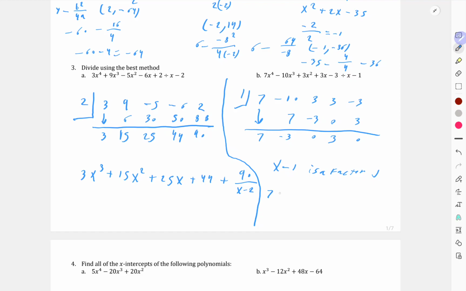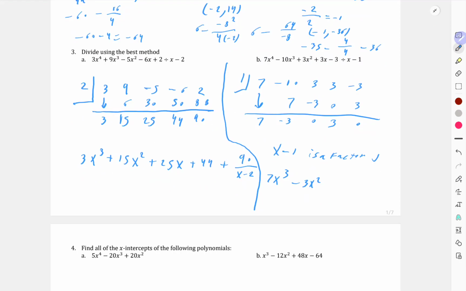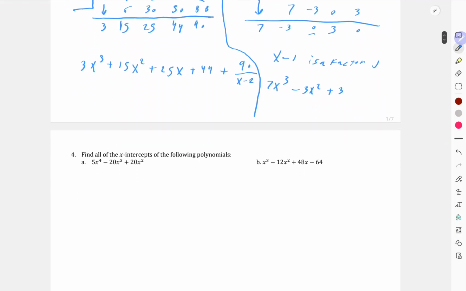Now let's write this out. 7x to the power of 3 minus 3x to the power of 2. And because this is 0, we don't actually write it. So we write the next one over. So that's x squared. So that's just plus 3. And that is our answer. So that's our answer to that one.